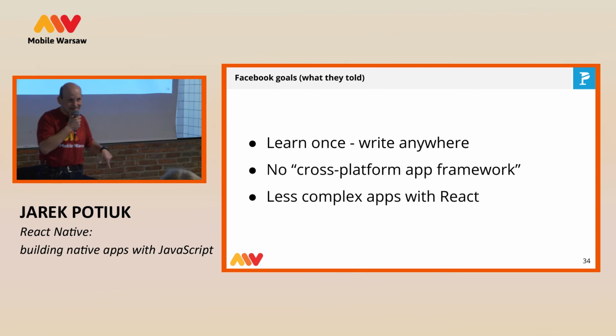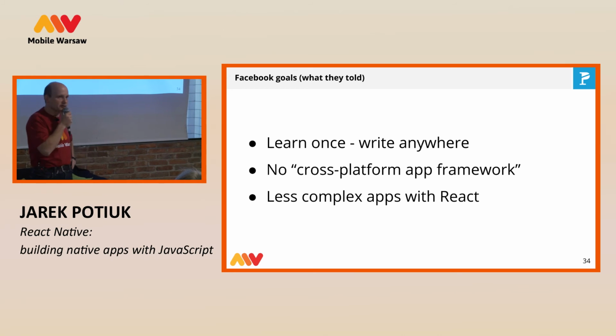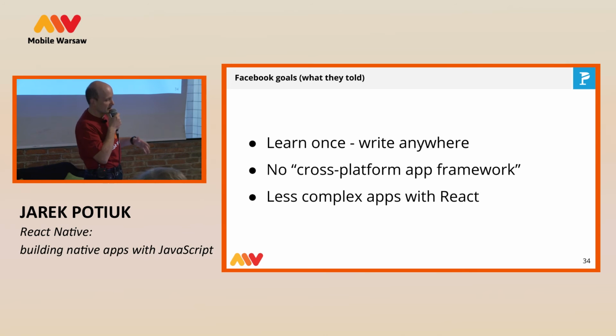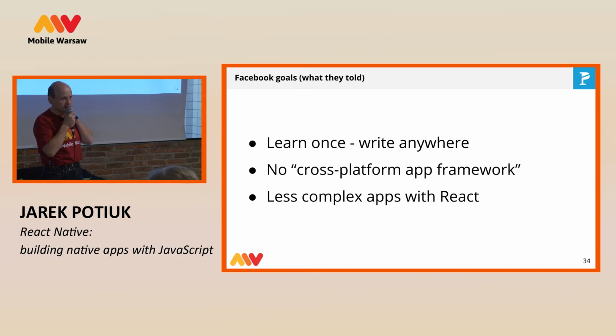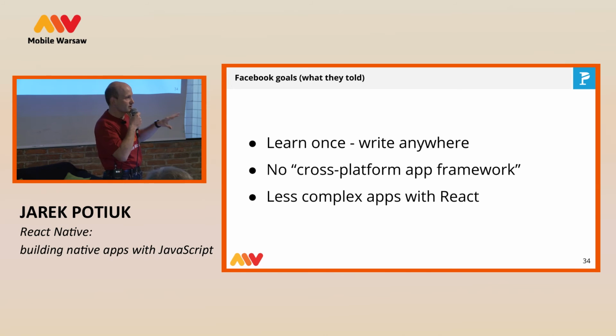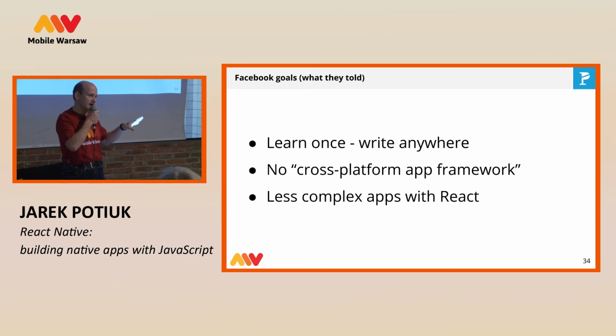What Facebook actually did and what they wanted to achieve with React Native, that's actually, they didn't want to do a cross-platform application. Yeah? That wasn't their goal. Their goal was to learn once, write anywhere. So it means the same people working in the same team. In their case, their big experiment was the Ads Manager, which is completely written in JavaScript, in React Native right now, both iOS and Android.